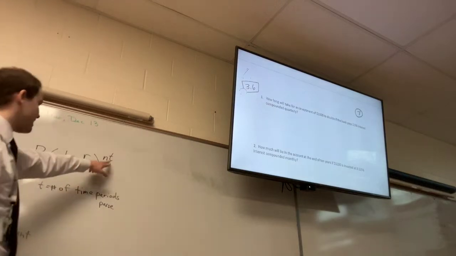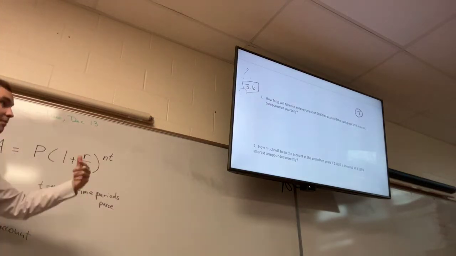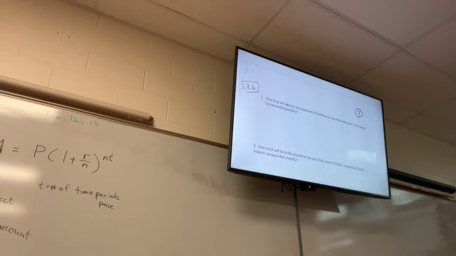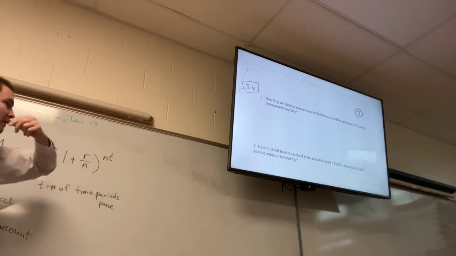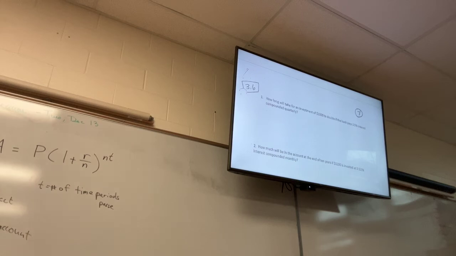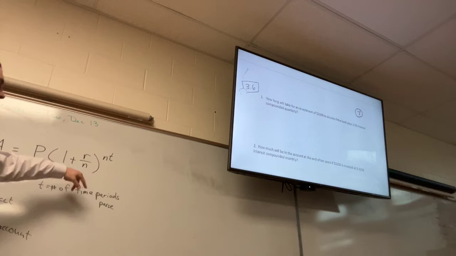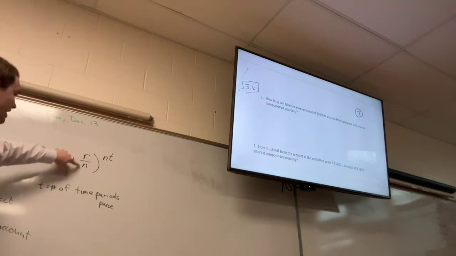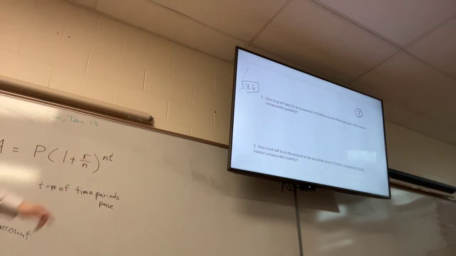If your time period is years, and a problem tells you your account gets compounded monthly, how many times per year is your account going to get compounded? 12, right? So you plug in 12 for N, okay? So what this does is it just scales the interest rate based on how many times it gets compounded, okay?